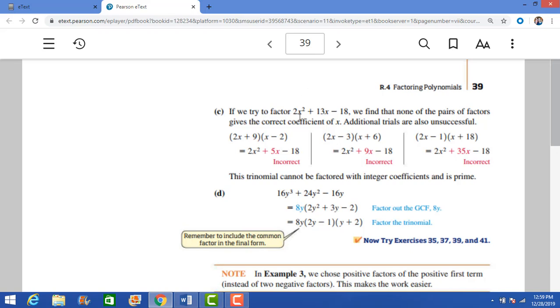Okay, you've got to find 2 factors of the first term, 2 factors of the last term that will add, when you do the FOIL method, to the middle term. So you got to find the combinations of those that will give us the middle term when you FOIL out.